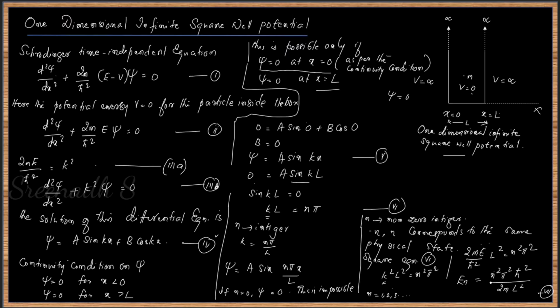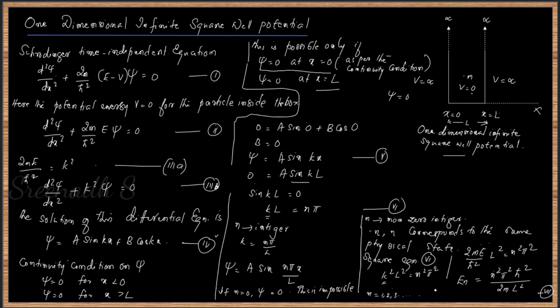En is equal to n square pi square h cut square by 2ml square. So we can say that the energy is quantized. The particle will not be able to take continuous values of energy, but discrete values of energy. We can say the energy is quantized, and the number n is called the quantum number. So the energy values are quantized.